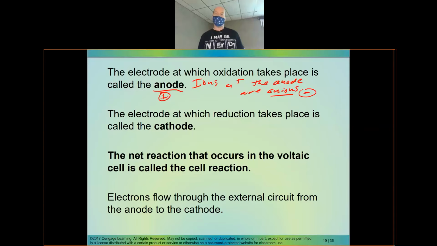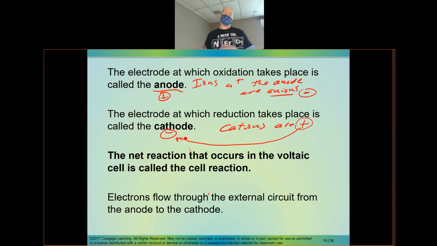The ions that hang out at the anode are called anions. The ions that hang out at the cathode are called cations. And we know cations have a plus charge. So the cathode is negative, and that's why it is attracting the cations. The ions that go to the cathode are plus because they're attracted to that minus. They're called cations because they are the ions at the cathode.